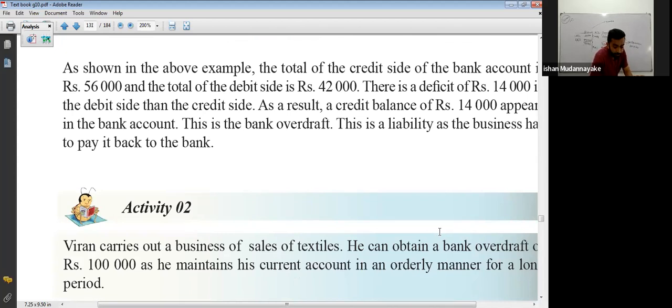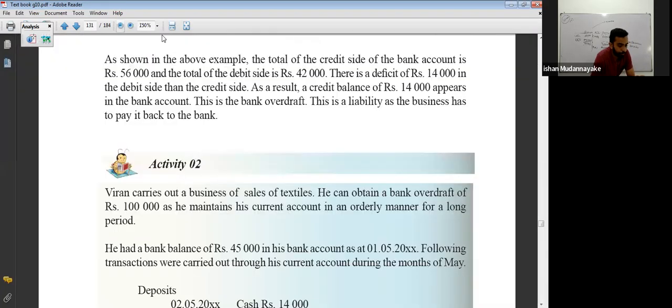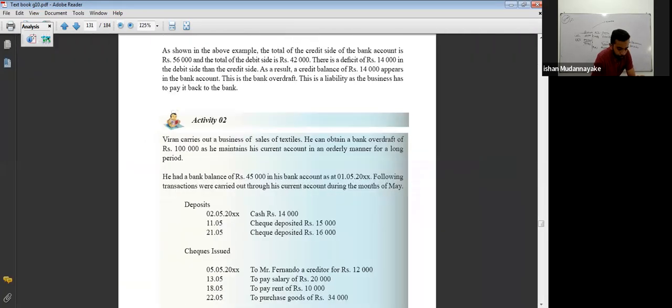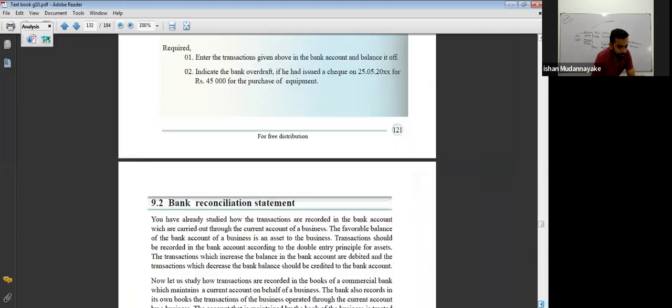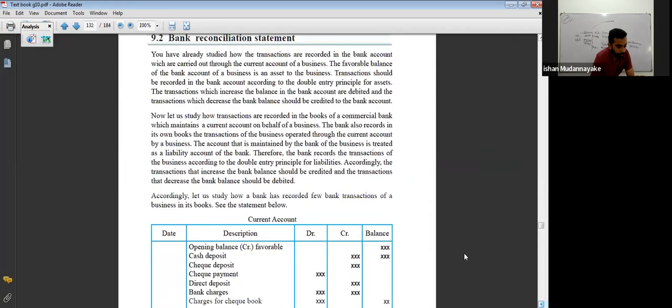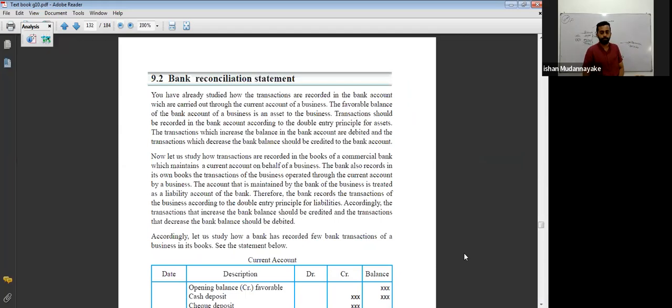Next day, we will discuss theoretical matters given in the textbook from page 122, bank reconciliation, 9.2 reconciliation. This is for the day. And next day we'll complete our bank reconciliation lesson. Then we'll start primary books.